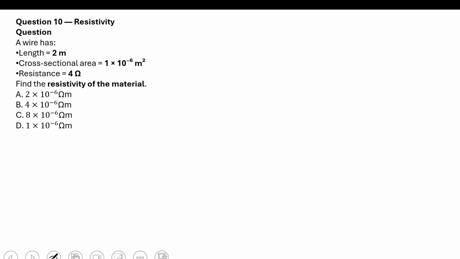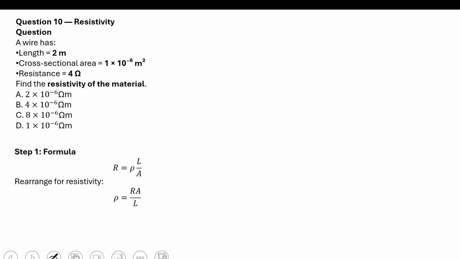Okay, question 10 is testing us on resistivity. The question says a wire has a length of 2 meters, cross-sectional area of 1 times 10 to the power minus 6 square meters, and resistance of 4 ohms. Find the resistivity of the material.